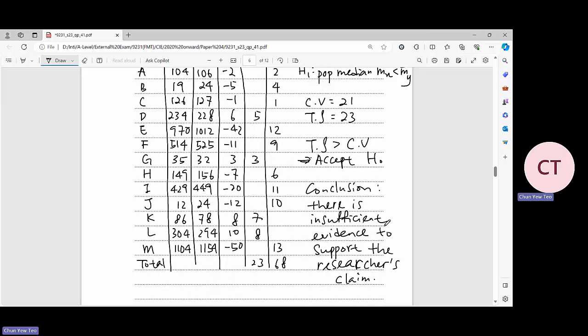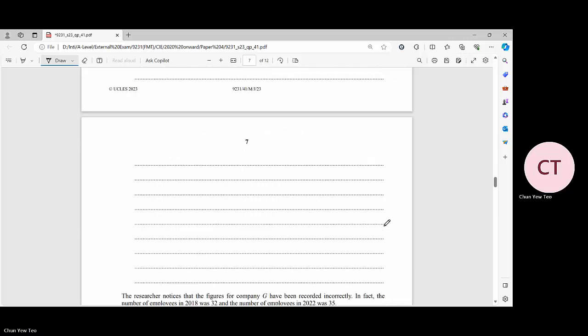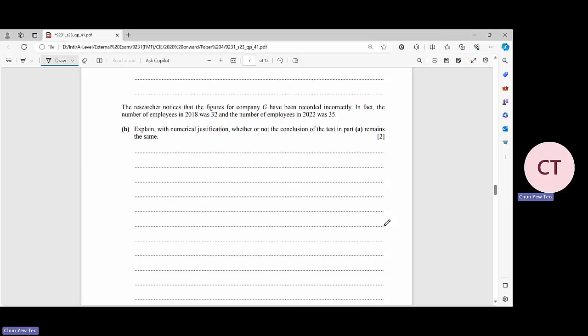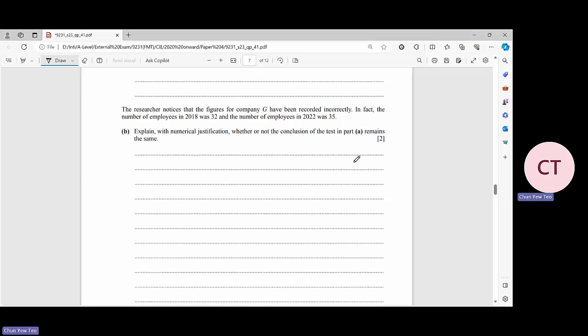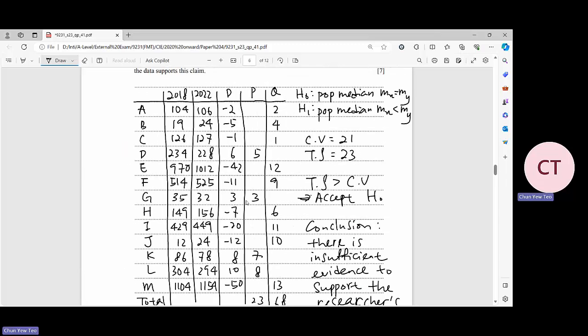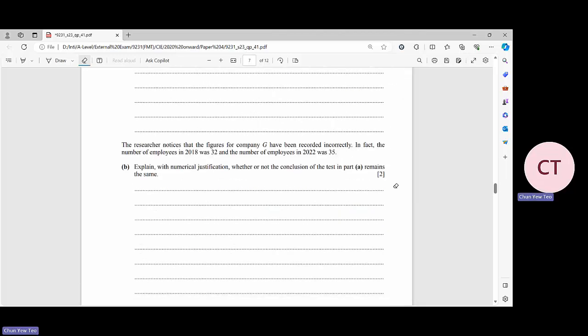Okay, for part B. The researcher notices that the figures of company G has been recorded incorrectly. In fact, the number of employees in 2018 was 32. The number of employees in 2022 was 35. So for company G, they find out that, oh, this is wrong. So that means this one is supposed to be 30.